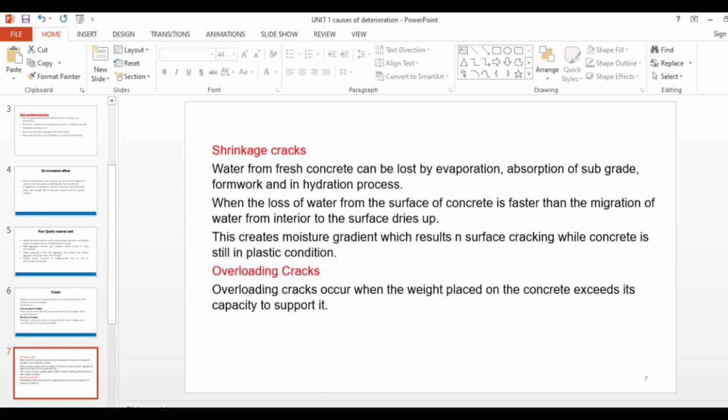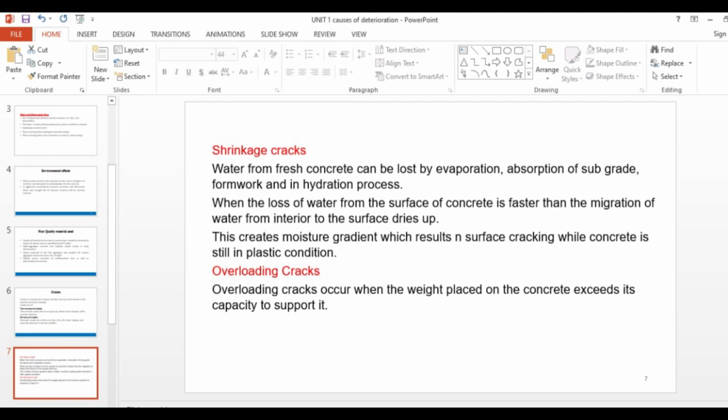The shrinkage cracks are caused by a combination of drying and temperature differences. The chemical process that hardens the concrete generally produces heat, causing the concrete to expand. At the same time, the concrete surface loses water through evaporation.